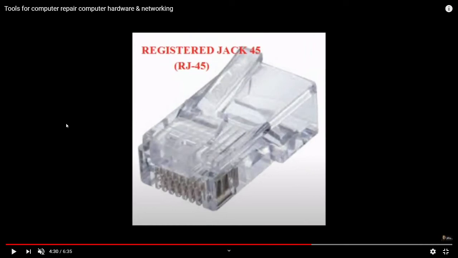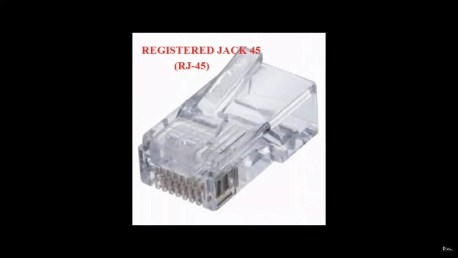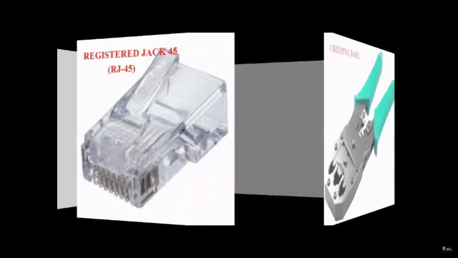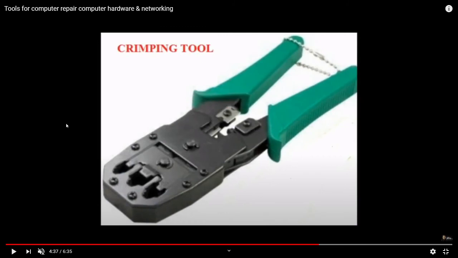Registered jack 45. A registered jack is a standardized telecommunication network interface for connecting voice and data equipment to a service provided by a local exchange carrier or long-distance carrier. Crimping tool. A crimping tool is a device used to conjoin two pieces of metal by deforming one or both of them to hold each other.